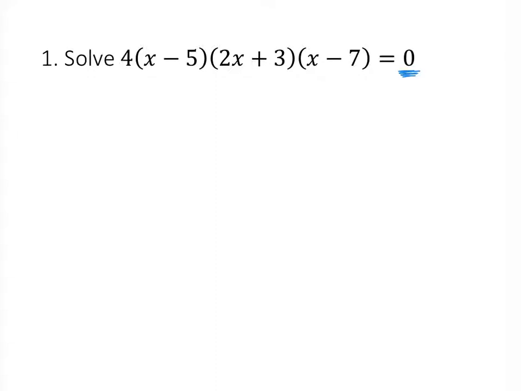Now that 0 is really important because we have a special property that 0 has, which is that when you have several things multiplied together equaling 0, one of those things has to be 0. So either this first thing is 0, or the second thing is 0, or this third thing is 0, or this last thing is 0. And that's going to give us several solutions to this equation.